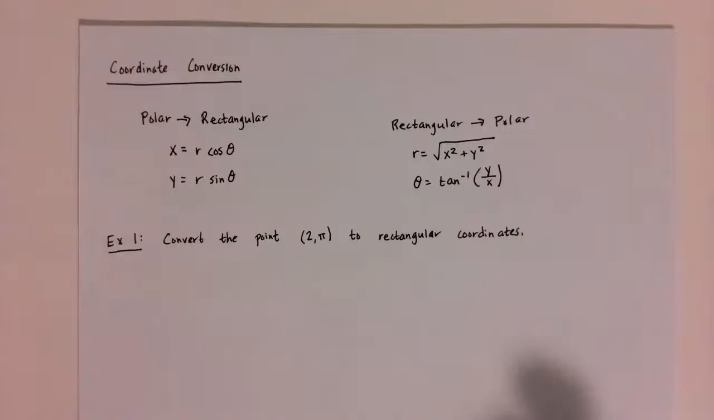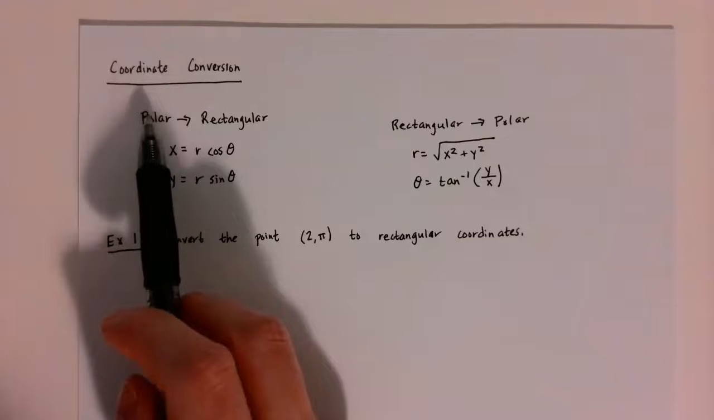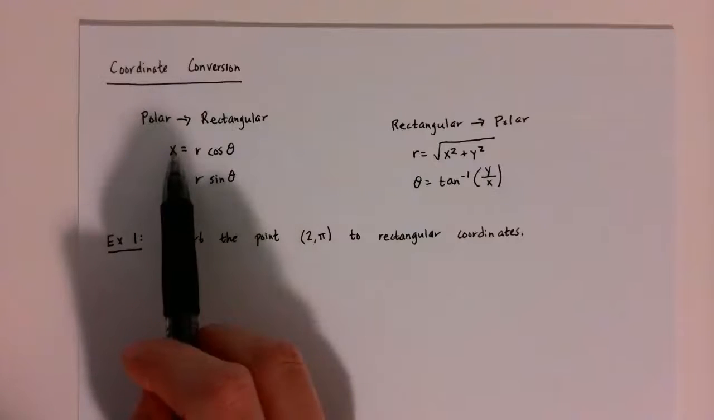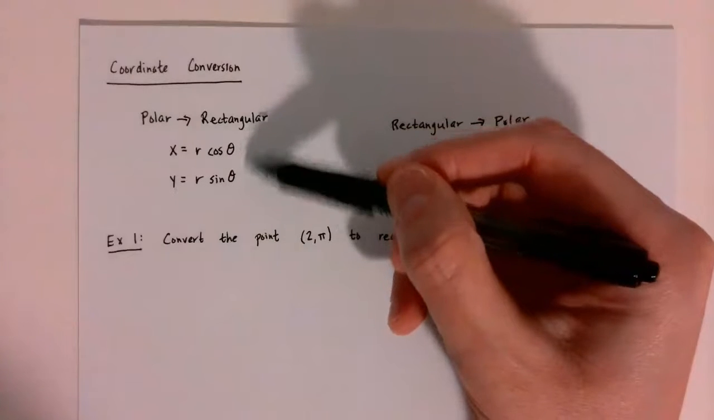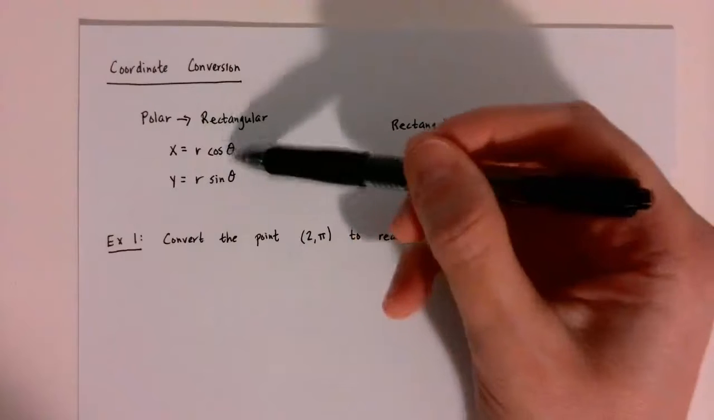What we're going to be taking a look at today is how to convert coordinates between polar and rectangular. So if we have a polar coordinate, then we have a radius and theta. If we want to change that coordinate to something that's rectangular, then we need to figure out what x and y are going to be. So these are the equations that will give us x and y when we have information like r and theta.